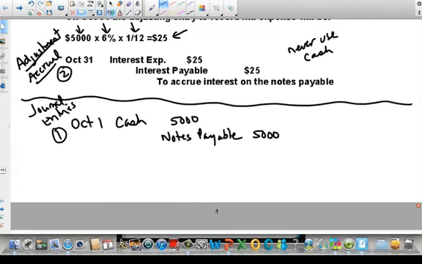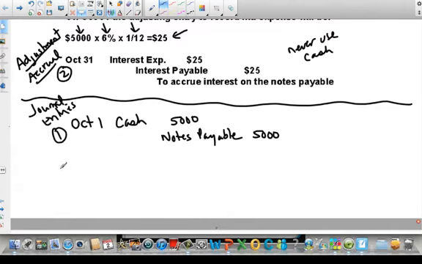And then it's really important to talk about what we do when we pay back. So the third journal entry on January 1st, when we go to pay this back, well, let's think about what we know. Well, for sure, we know we owe 3 months worth of interest. And we also know we're going to pay back the entire note. So I'm going to debit notes payable for the entire $5,000 because we're going to pay it back.